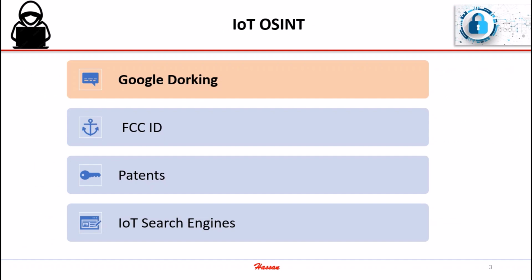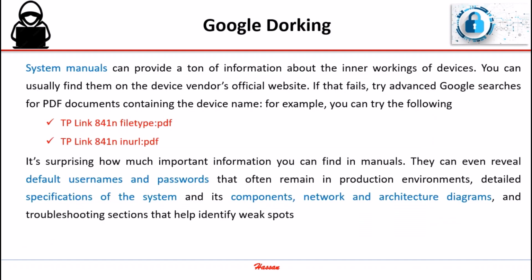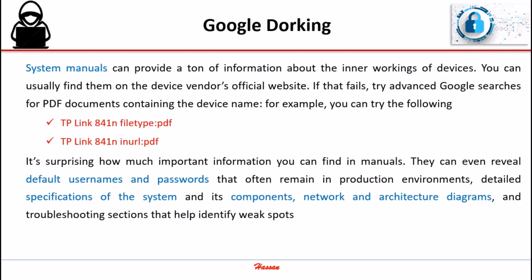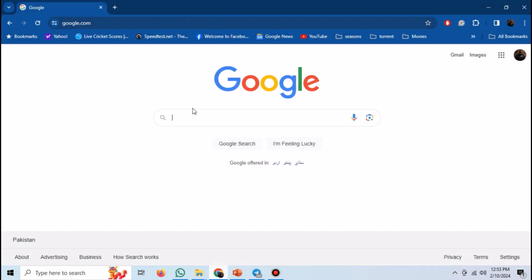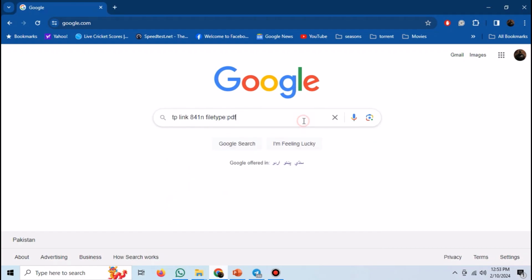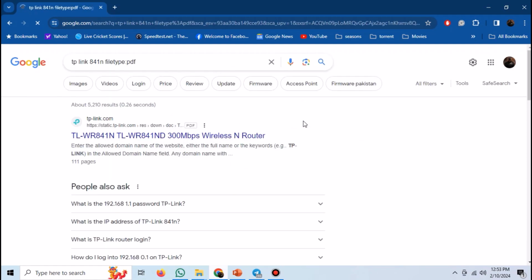For example, you can try to find device manuals, which can provide a ton of information about the inner workings of devices. You can usually find them on the device vendor's official website. If that fails, try advanced Google searches for PDF documents containing the device name. For example, you can try the Google Dorks as shown. These dorks will help you find PDF documents related to a device. We can try to find PDF files related to a common Wi-Fi router, and we can see download user manuals, specification documents, etc.